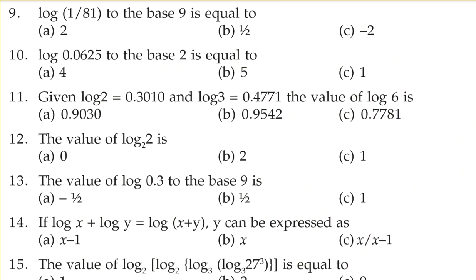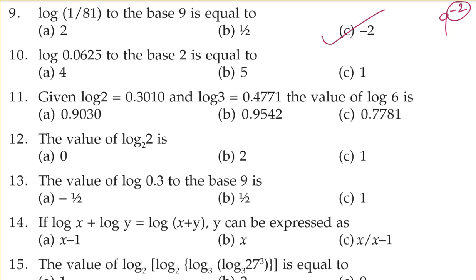Okay. Next question is log 1 by 81 to the base 9. 1 by 81 is 1 by 9 square. That means 9 raised to the power minus 2. So log 9 raised to the power minus 2 to the base 9. That is directly minus 2.